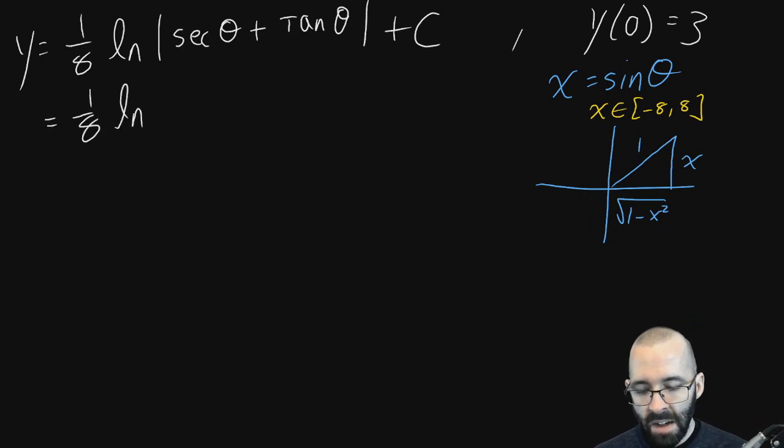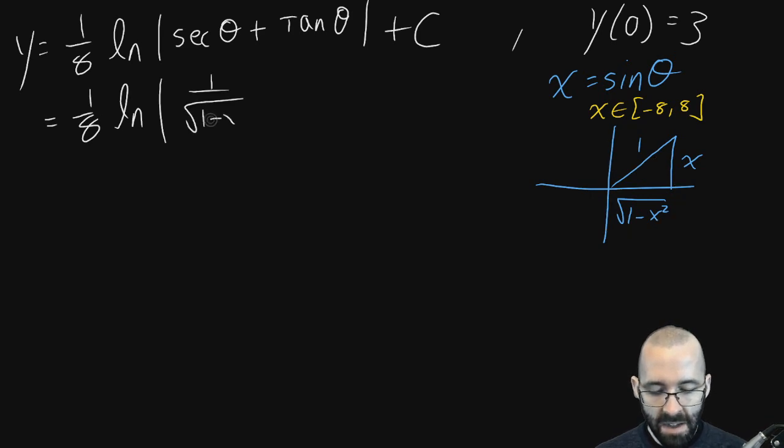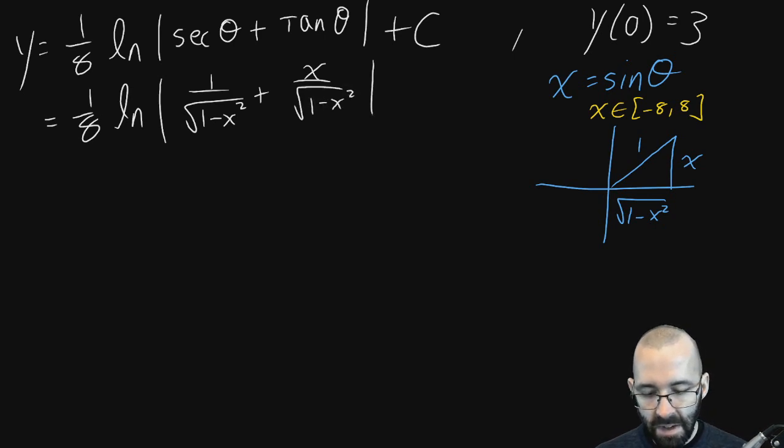We get the natural log of the absolute value of secant, which is 1 over cosine. Cosine is that, so 1 over the square root of 1 minus x squared, like so. Plus tangent. Tangent is going to be opposite over adjacent. X, so they're both over adjacent. Just like so.